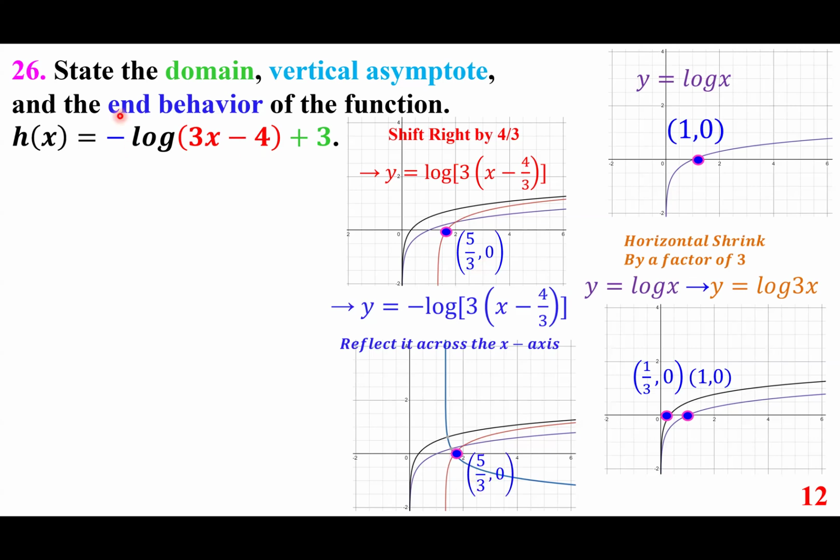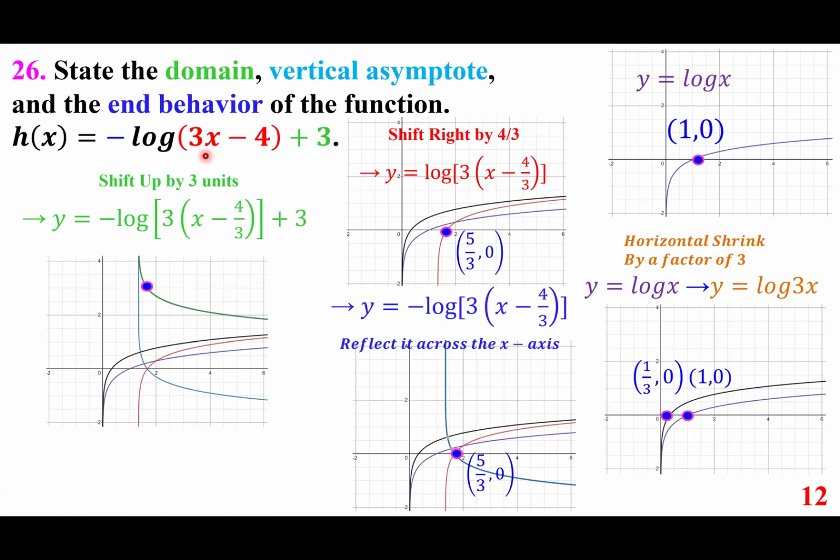So we have this. What is missing? Plus 3. So now this one shoots up by 3 units. So it's shifted up by 3 units, and you get this graph. So this moves up, just move it up by 3 units. And so (5/3, 0) becomes (5/3, 3). So this is the function. This is the graph. And here's the location, (5/3, 3).